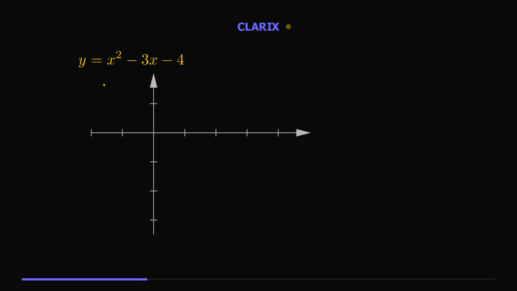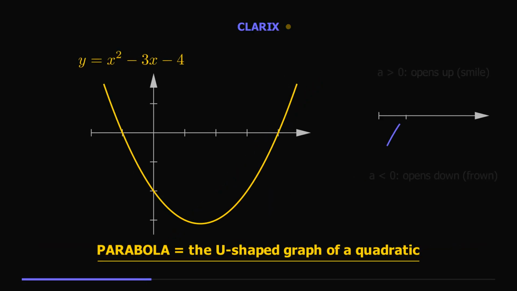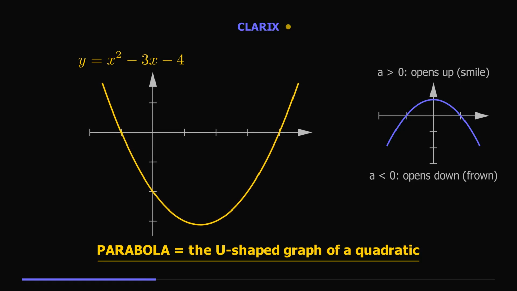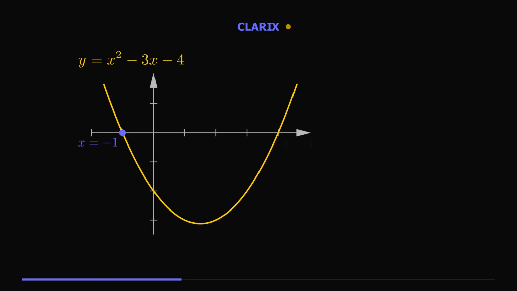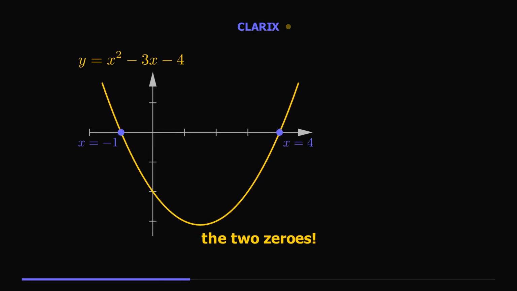Now a quadratic, like y equals x squared minus 3x minus 4. Its graph is not a line. It's a lovely U-shaped curve called a parabola. Here's a handy rule. If the number in front of x squared is positive, the parabola opens upward like a smile. If it's negative, it opens downward like a frown. And just like before, the zeros are where the curve meets the x-axis. For y equals x squared minus 3x minus 4, the parabola crosses the x-axis at x equals minus 1 and x equals 4, the very zeros we found last time. Seeing it makes it obvious.